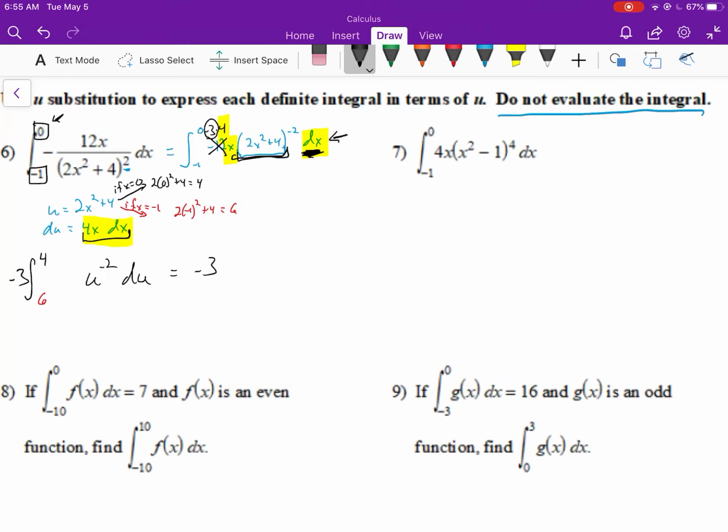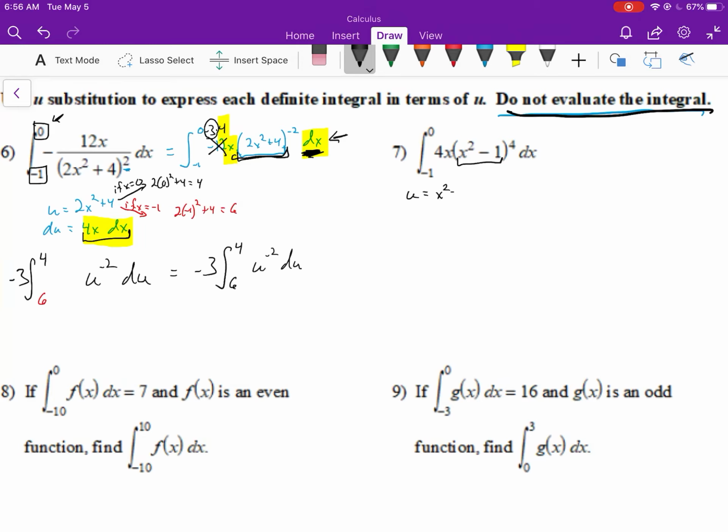So the -3 can come out front here. Here's the integral we want. Let's write that a little more condensed here. And you can do u to the -2 or 1 over u squared. And that's the answer, because it did say we don't have to evaluate the integral. The next one's going to be very much like this one.